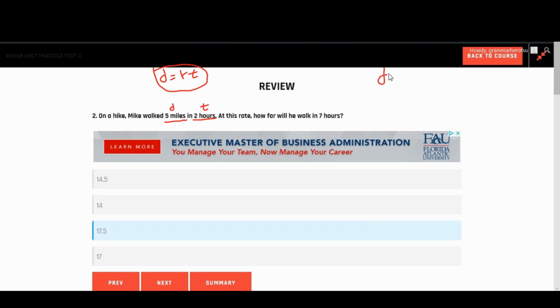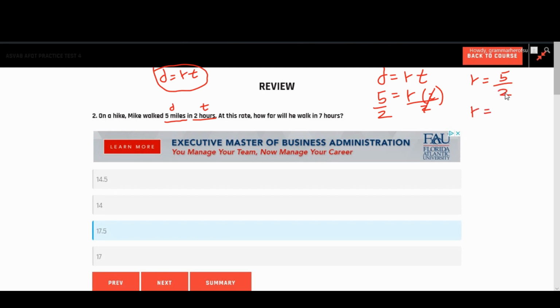So distance, again, equals rate times time. We're given a distance of 5. We don't know the rate, so we're just going to represent that with an R, and we're given a time of 2 hours. The goal here is to get R by itself, so to do that, I'm going to divide both sides by 2. This crosses out.